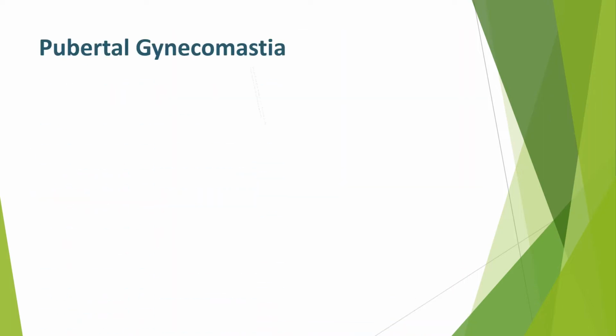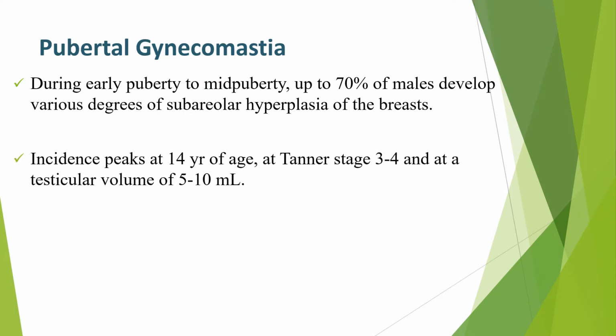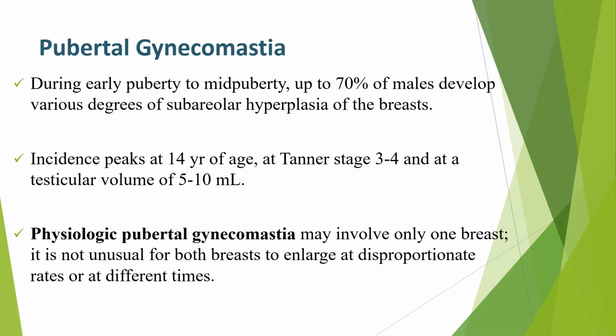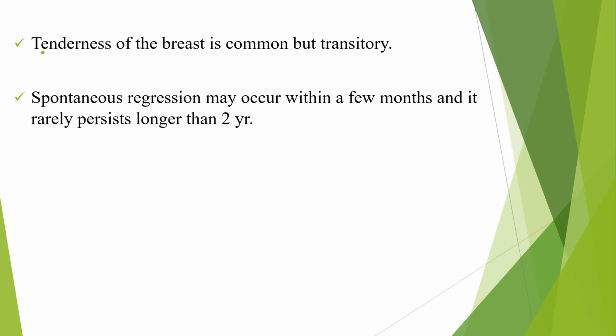When we see pubertal gynecomastia, during early puberty to mid-puberty, up to 70% of males develop various degrees of subareolar hyperplasia of the breasts. Incidence peaks at 14 years of age or at Tanner stage 3 to 4 and at a testicular volume of 5 to 10 ml. Physiologic pubertal gynecomastia may involve only one breast, or it is not unusual for both breasts to enlarge at disproportionate rates or at different times. Tenderness of the breast is common, but it is transient, and spontaneous regression may occur within a few months, and it rarely persists longer than 2 years.